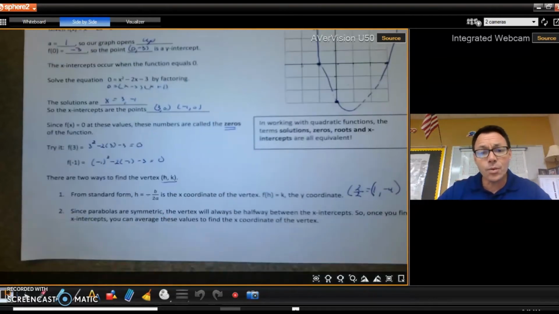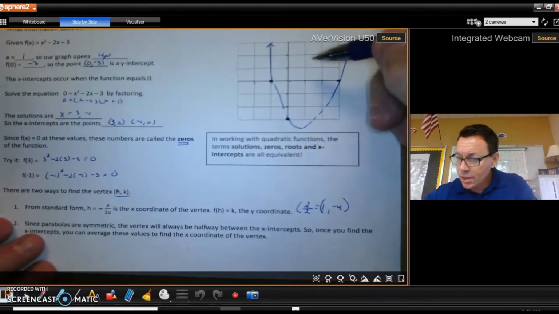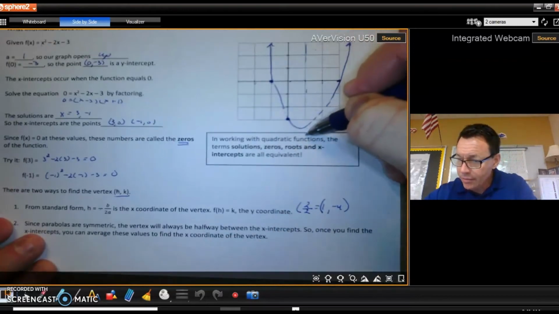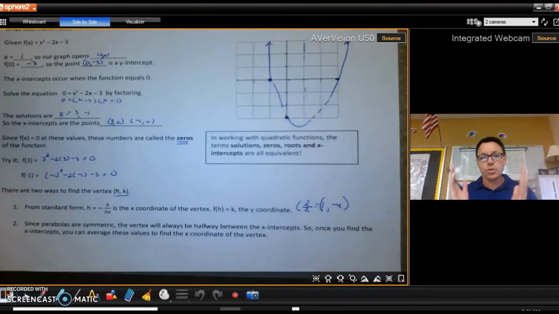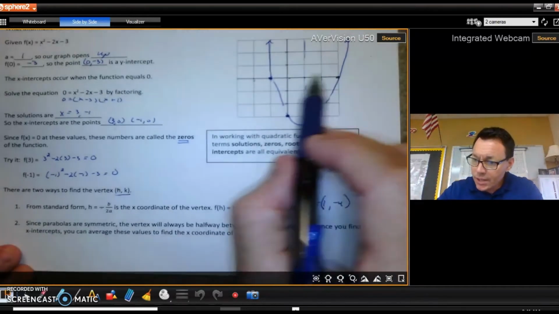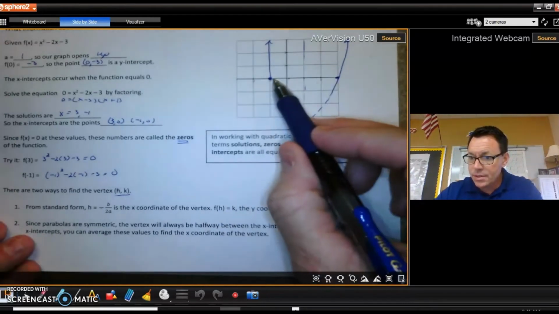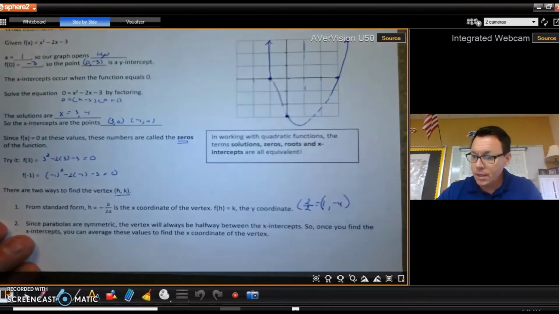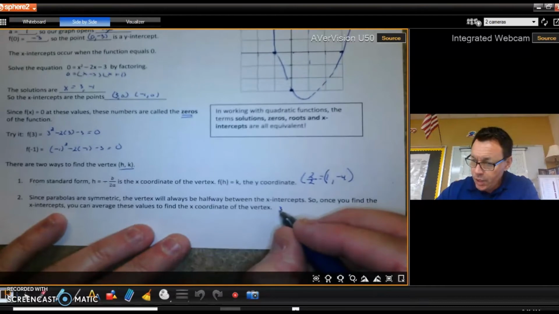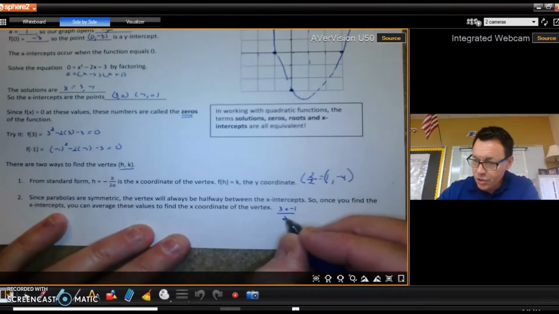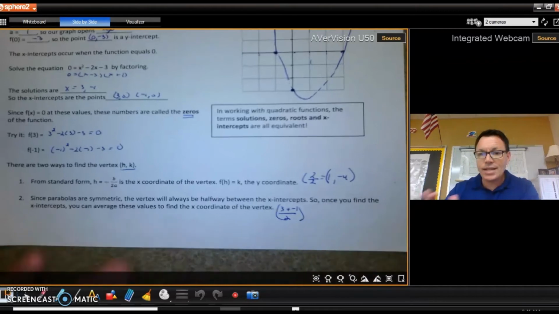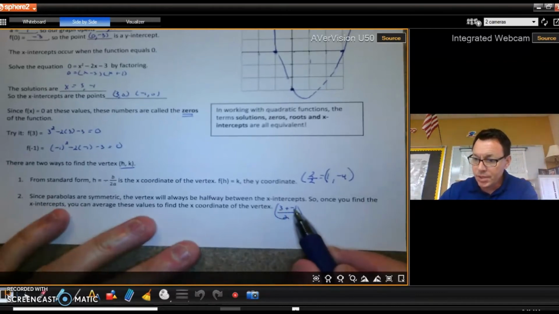Okay? Another way is this. Your vertex is always going to cut your graph in half. Parabolas are symmetrical. So, if you take these two x-intercepts and you average them, this is a 3 and this is a negative 1. If you average them, 3 plus negative 1 divided by 2, that's the x value of your vertex. Your vertex has to be right smack dab in the middle between those two x-intercepts. And sure enough, 3 plus negative 1 is 2, and 2 divided by 2 is going to give us 1.